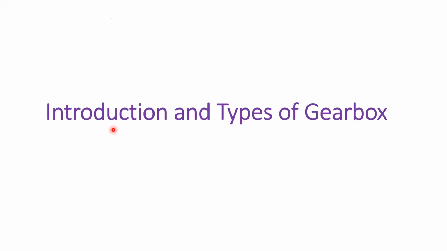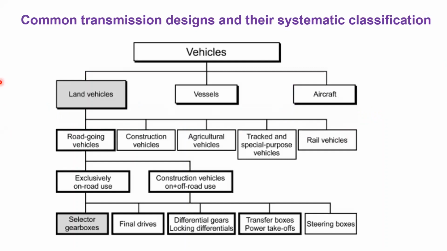The first topic is the introduction and types of gearbox. These are the different transmission designs that are available. Vehicles are classified into various categories: land vehicles, vessels, and also aircraft. We are going to speak about land vehicles, which involve vehicles running on roads, construction vehicles, agriculture vehicles, some special purpose vehicles, and even rail vehicles as well.